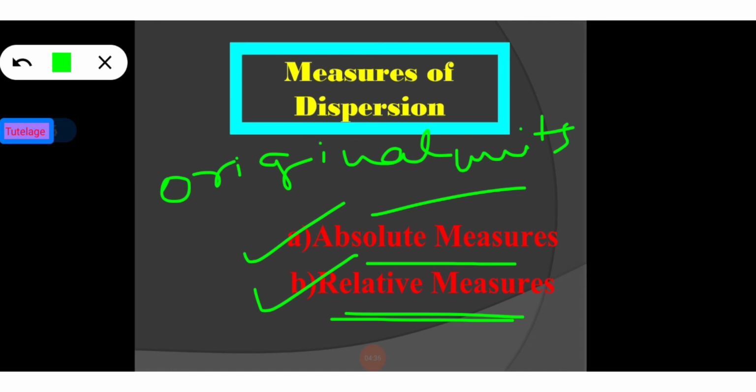So when there are different types of data measured in different units, the comparison of the dispersion becomes difficult because there are two different units. For avoiding this type of problem, we use the relative measures of dispersion. I think this is clear.